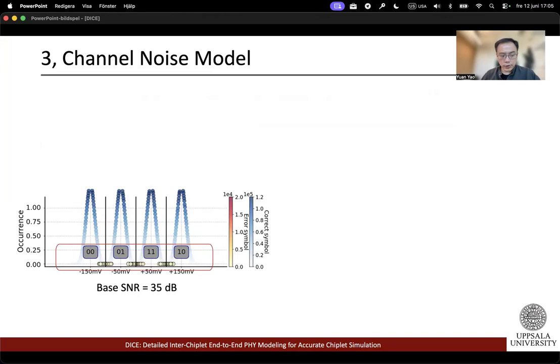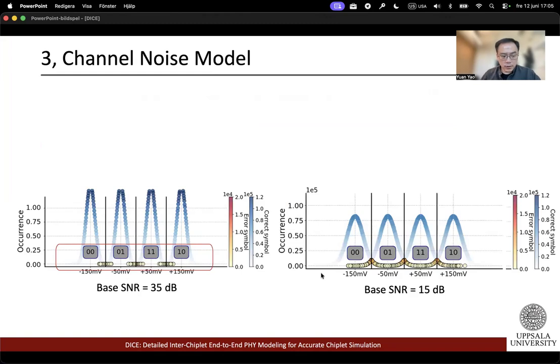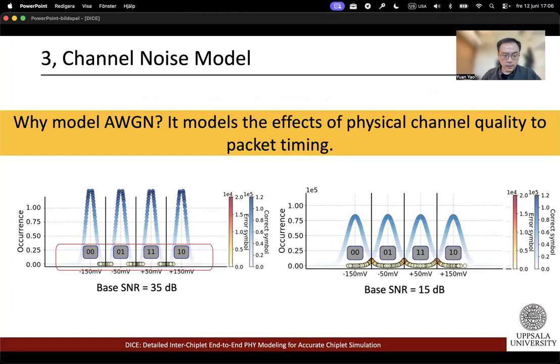For example, when the channel quality is high, let's say 35 decibels, the received PAM4 symbols are well separated and the decoding is easier, and we may not have any resending. All the errors are shown here in this red box. However, when the base SNR drops, for example, to 15 decibels, which means the channel becomes noisier, the symbol clusters overlap more. This increases uncertainty, increases decoding effort, and may increase the chance of a retransmission. And modeling channel noise is how DICE connects physical channel quality to packet timing.